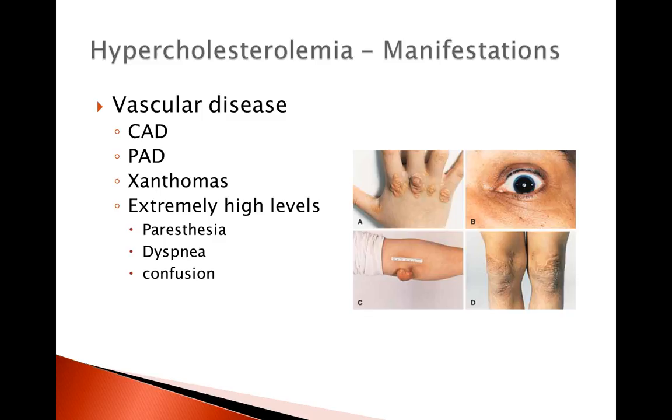Extremely high levels can cause the paresthesias. You know that term from our electrolytes chapter. Dyspnea is painful shortness of breath, and it can affect CNS functions in the brain and lead to confusion. The lipids literally block nerve transmission.